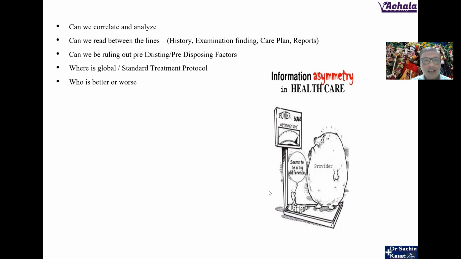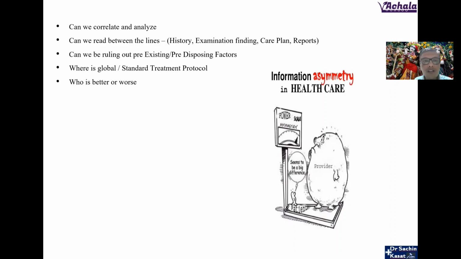Second part is you have to now rule out your pre-existing and predisposing factors. It is possible on the basis of your history and your older diagnostic investigation reports, pre-hospitalization diagnostic investigation reports, and your current hospitalization diagnostic reports. So when all these three are put together, you will be able to rule out the pre-existing diseases.